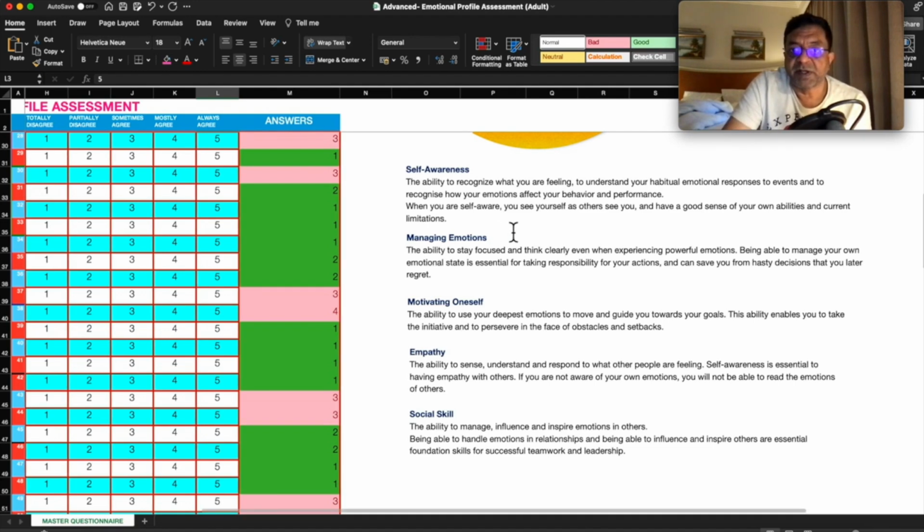When you are self-aware, you see yourself as others see you, and you have a good sense of your own abilities and current limitations. We all have limitations. It's important to know what those are.